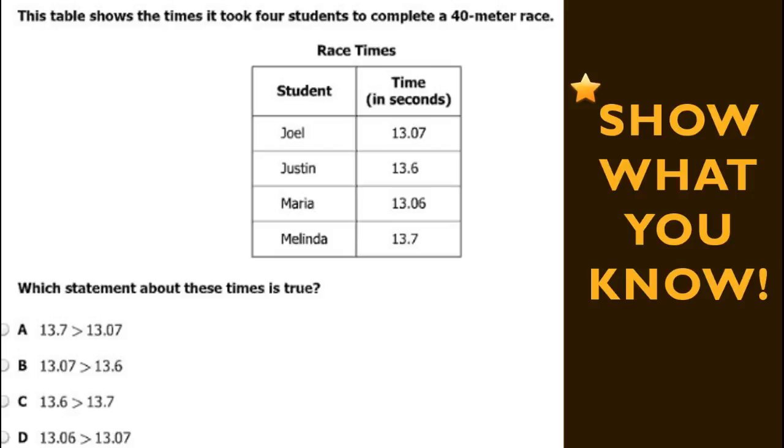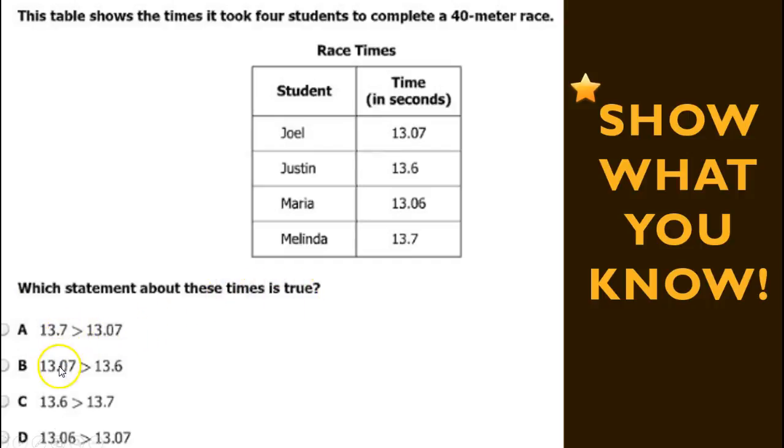So take a look. This is a table that shows the times it took 4 students to complete a 40-meter race. So they're on a track meet, they're running as fast as they can, and this is how long it takes them each to run the same distance. So we're going to compare these to see who's the fastest, right? Take a look at that. The question they want you to answer is which statement about these is true.